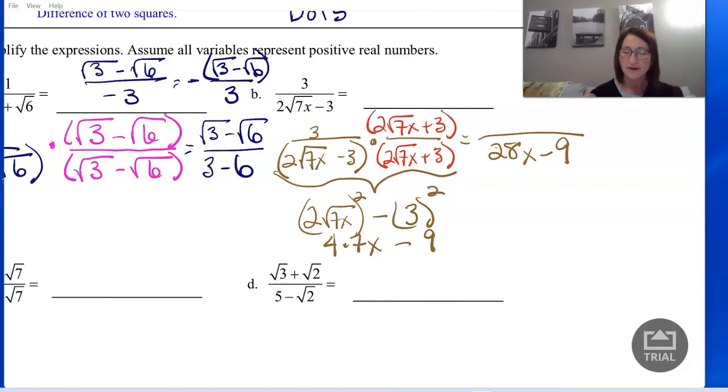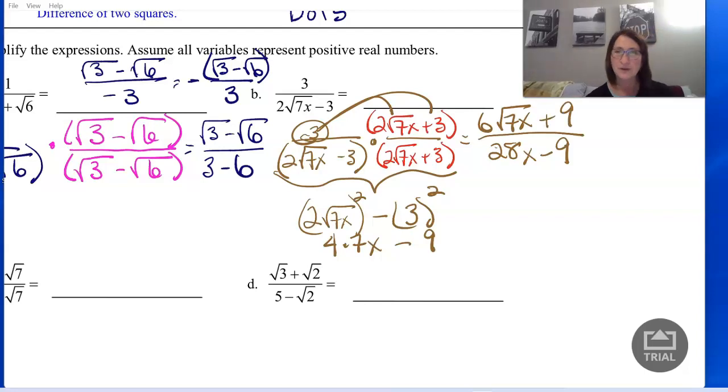For the numerator, I'm just going to go ahead and distribute this 3 to both of the terms in that numerator. So that's going to be 6 square roots of 7x plus 9. There we go. We're done.